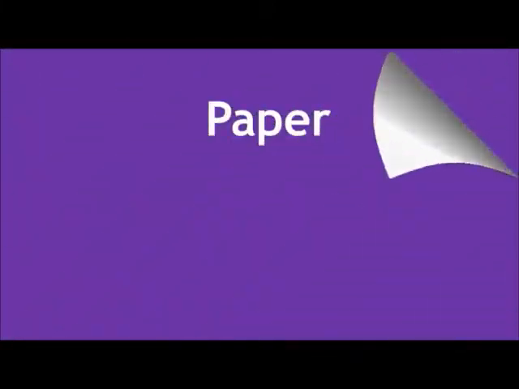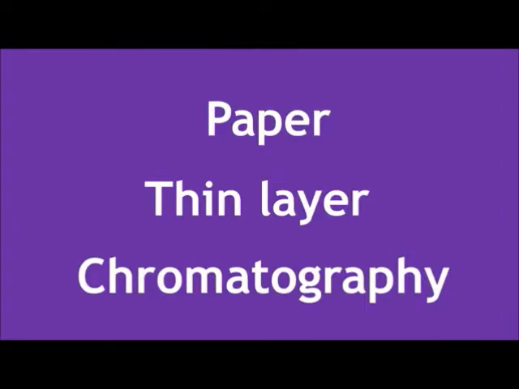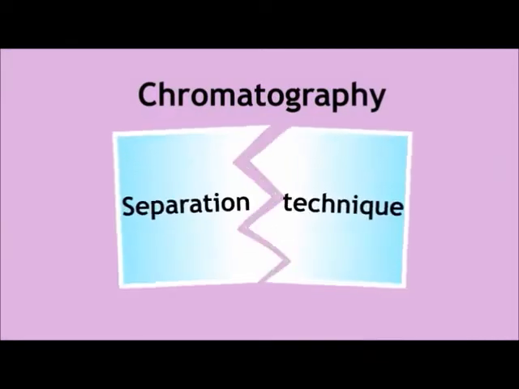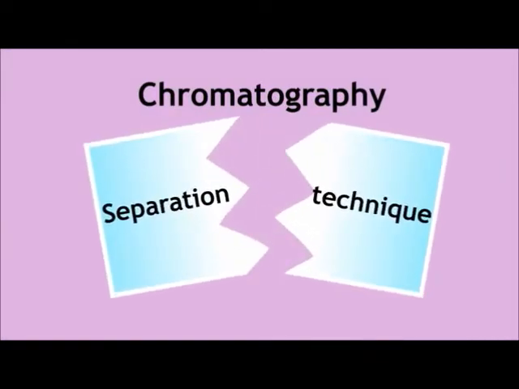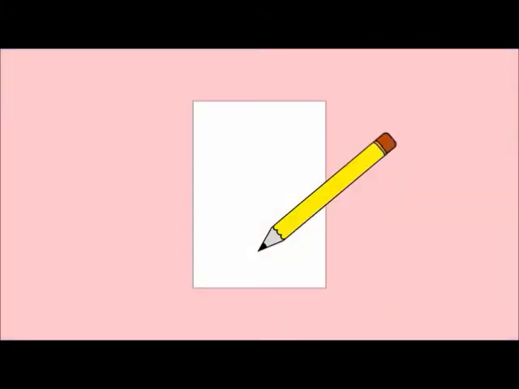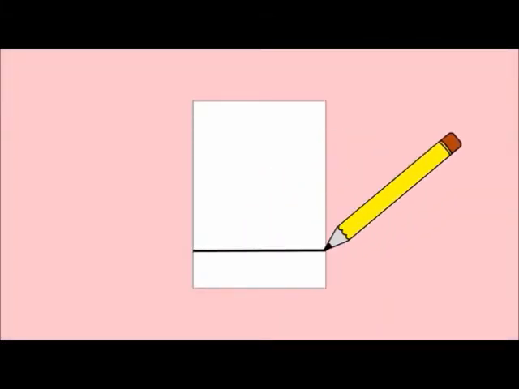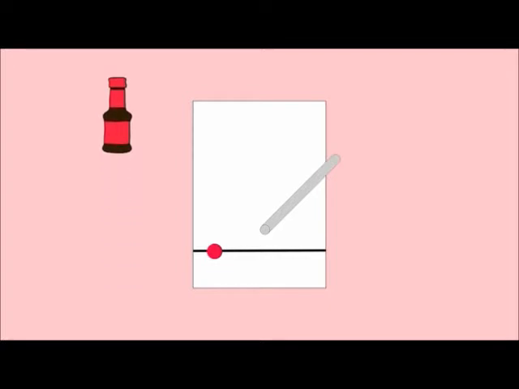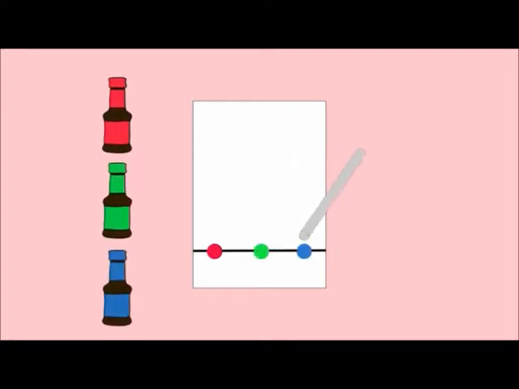In this lesson, we will learn about paper and thin layer chromatography, both of which are used in forensic science applications. Chromatography is a separation technique, and this will be demonstrated using food coloring. Using a pencil, draw a line at the bottom of a strip of chromatography paper. Dab a small spot of red food coloring on the pencil line and repeat with green and blue food coloring.